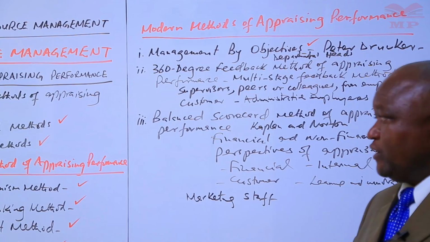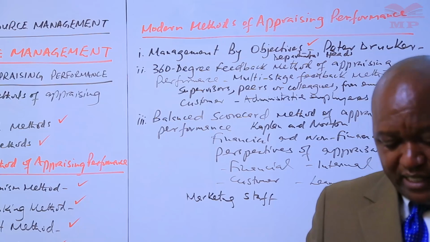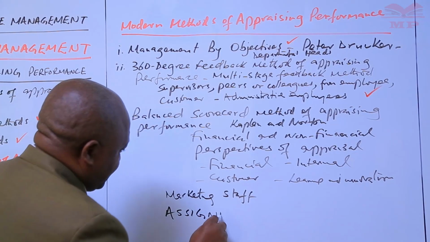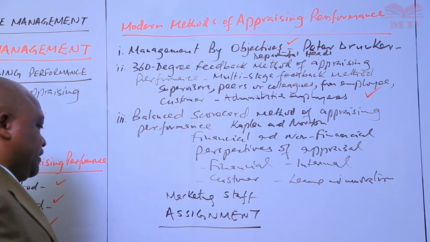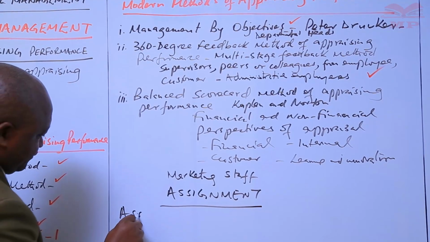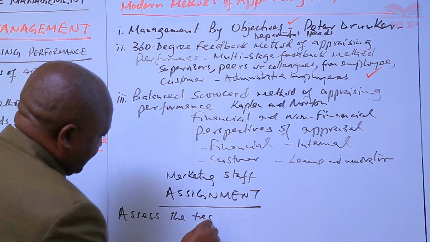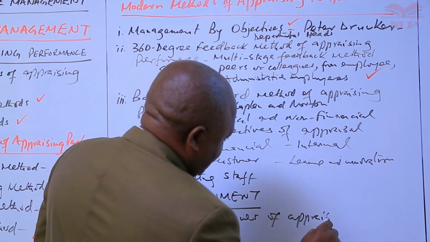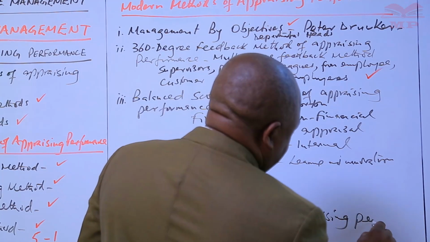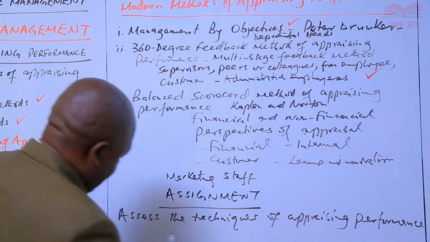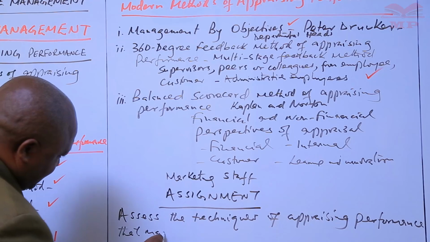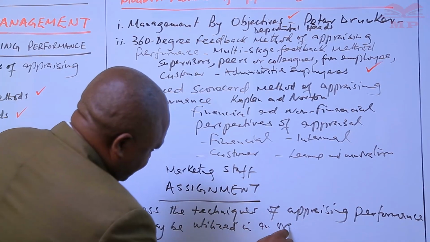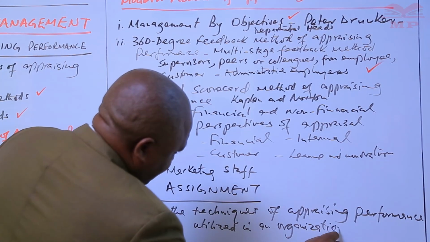So, learner, we have come to the conclusion of our lesson today. And before we conclude, I need to leave you with an assignment. And your assignment for the lesson today is: assess the techniques of appraising performance that may be utilized in an organization.